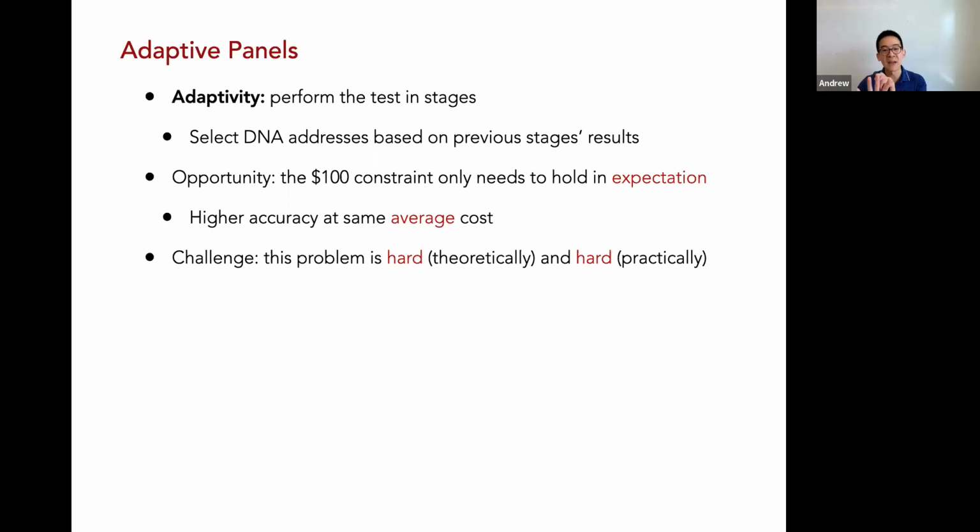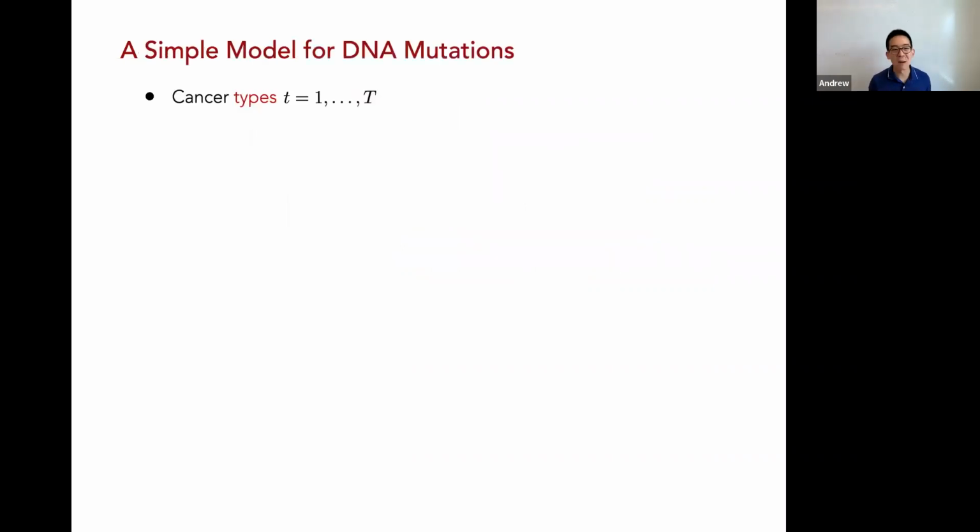At this point, I cannot say that doctors back up the major assumptions that I'm about to make, but I'll tell you when those assumptions are made. Okay, first, I need a model for DNA mutations.